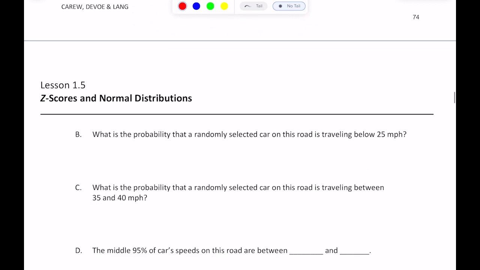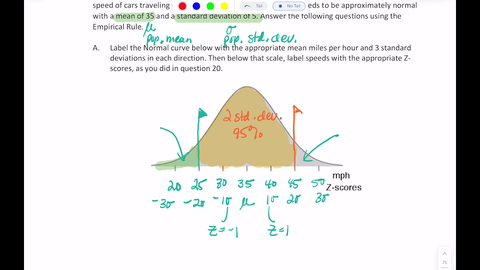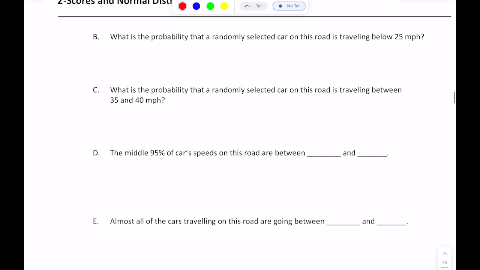So I need to divide by 2 because remember, one of the properties of the normal distribution is that it's symmetric. It's the same on both sides. So these flags are the same distance from the center. So I'm just going to do 100% minus 95%, which gives me 5%. And then I'm going to have to make sure I take the 5 and divide by 2, which is 2.5%. So the probability that a randomly selected car is traveling below 25 miles per hour is actually just 2.5%.